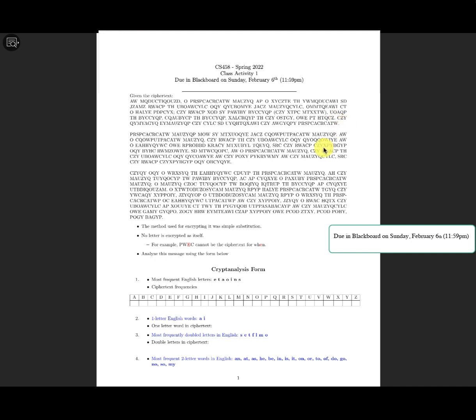So it looks like the C is T, the Z is H, and the Y is E. Oh, you now have 3 letters. You can use this one. Anyway, then I take a look at the first letters in English, A and I. Now we'll talk about the word frequencies here.